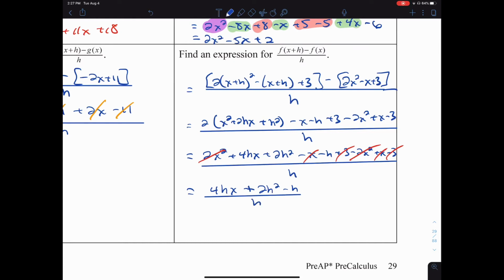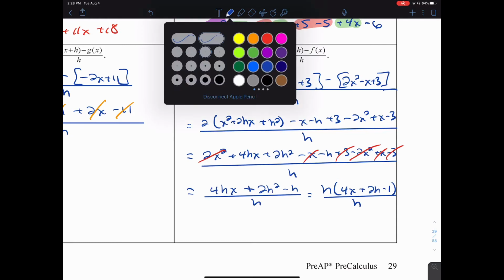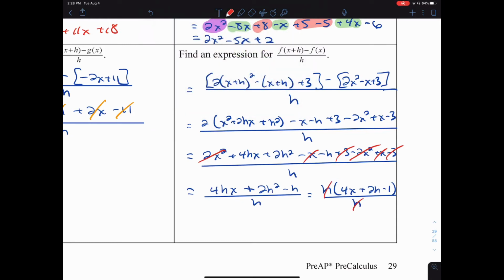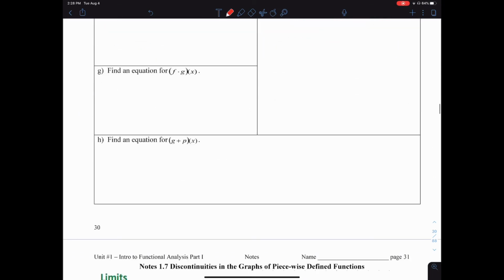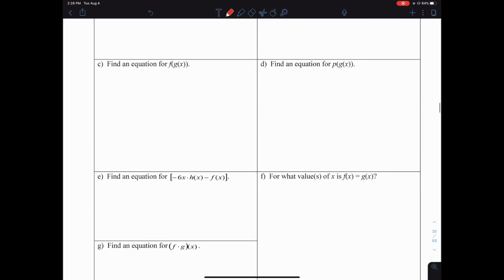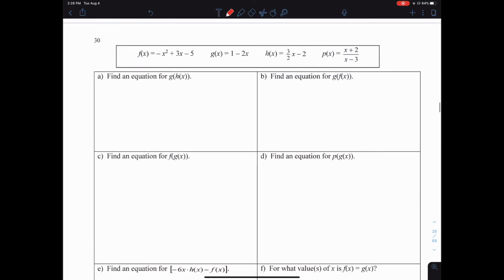over h. You can factor an h out of the numerator. It's GCF. You can cancel an h from the top and the bottom, which is going to leave us with 4x plus 2h minus 1. All that work, and we get down to that little fella right there. Let's see, we got another half page here. Should take more than 4 or 5 more hours, and we'll be finished.